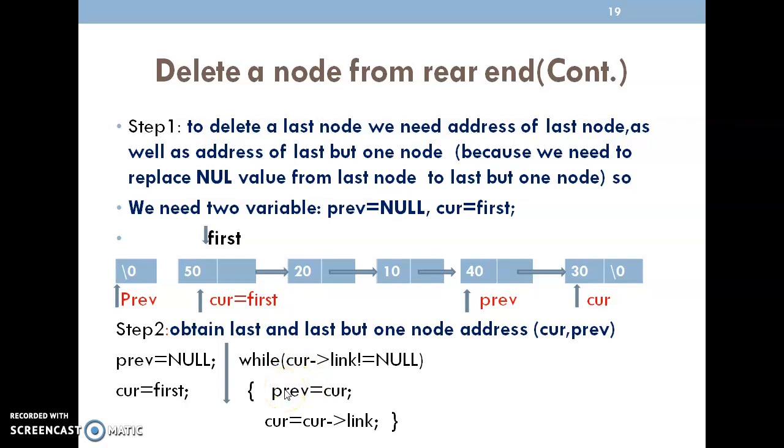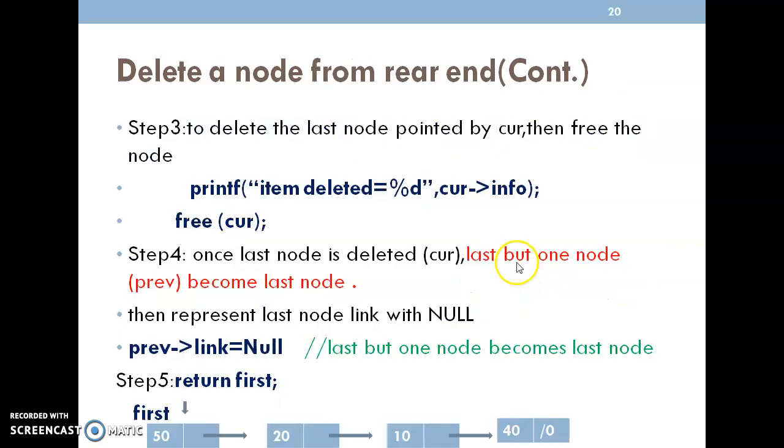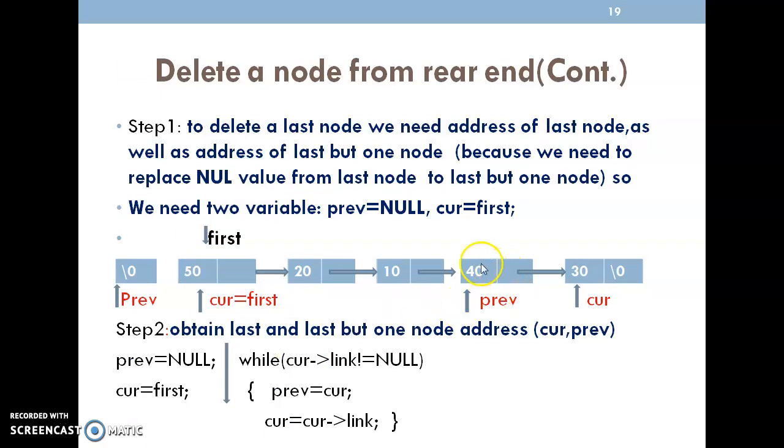Every time it gets updated. Now previous is 40. Then previous pointer, this one becomes, if the last node we have to delete, current pointer info is 30, we delete, then free the current, so this has been deallocated. Then this previous is left, previous pointer link equal to null, we have to assign like this. Item deleted is current pointer info, that is 30 is deleted, then free the current, then previous pointer link equal to null, that is this previous becomes the last node now after deleting this.